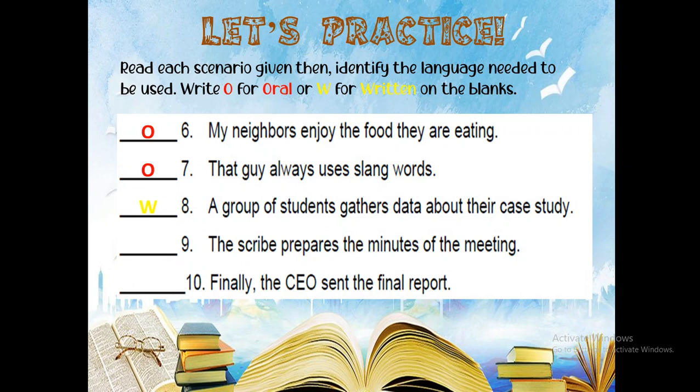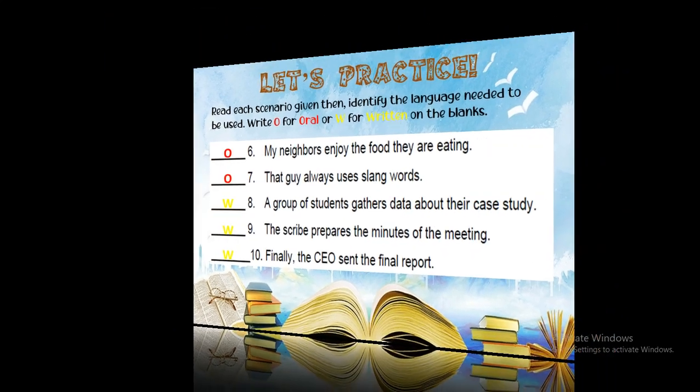And number 9, the scribe prepares the minutes of the meeting. That would be written as well, formal. And finally, the CEO sent the final report. That would be written, because numbers 8, 9, and 10 pertain to the letter and a written form in a formal manner.